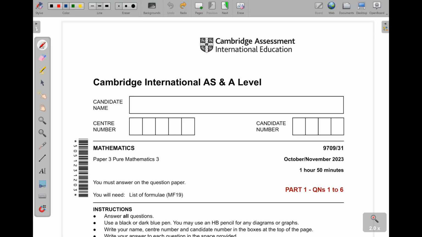This is Teacher Simon taking you through Cambridge International AS and A-Level Pure Mathematics 3. This is paper 3-1 for October-November 2023 for questions 1 to 6.